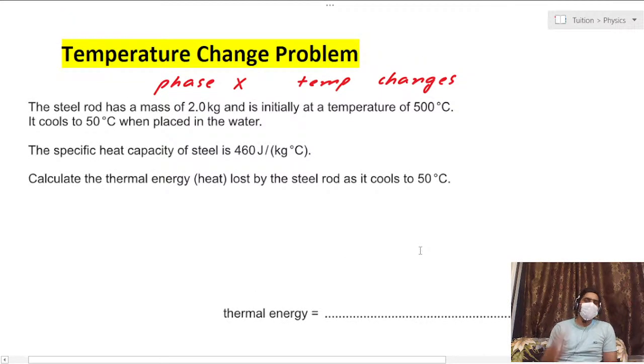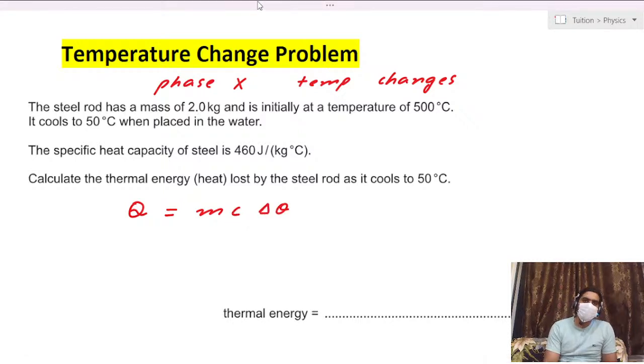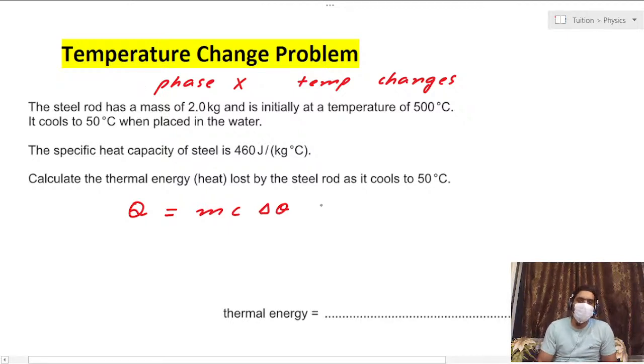Okay, so whenever you have a temperature change problem, the formula that we use is the simple one: Q equals mc delta theta. This is a formula for a temperature change problem. Whenever you see a temperature change problem, straight away with your eyes closed, you can write down this formula.